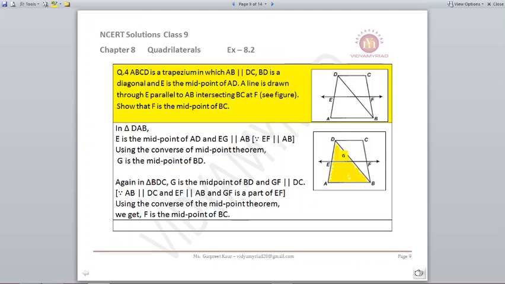So let us mark G on EF where they are intersecting DB and EF, and let us consider the triangle DAB. In that we already know that E is the midpoint on AD, and we know that EG is parallel to AB. So using the converse of midpoint theorem, we can say that G is also the midpoint of BD. So in that case, another triangle if we take BCD or BDC, G is the midpoint which we have just said, and we know that GF will be parallel to DC. So that means F is also the midpoint of BC because of the converse of midpoint theorem.